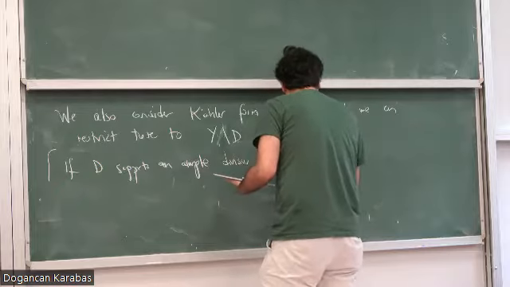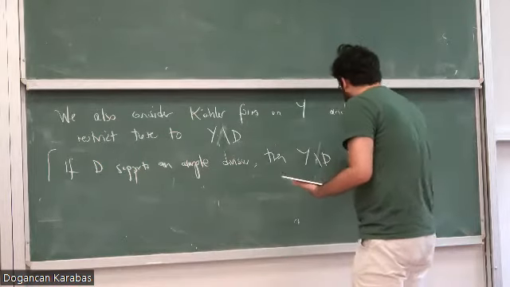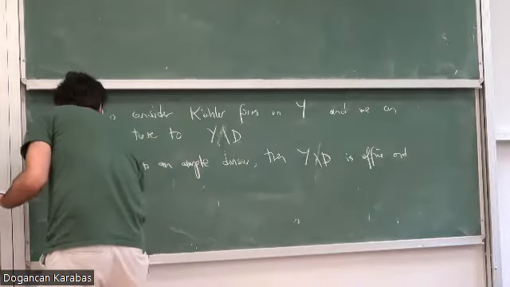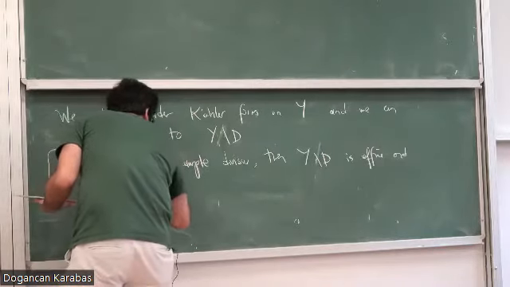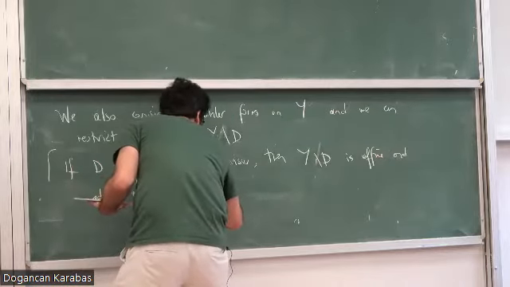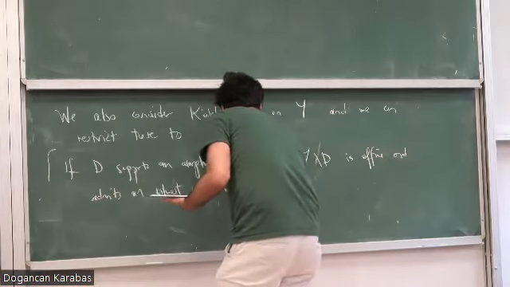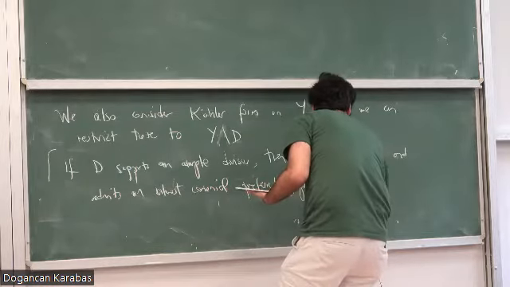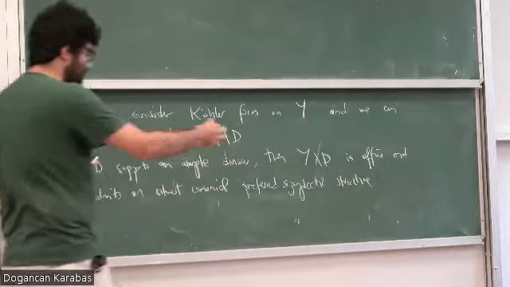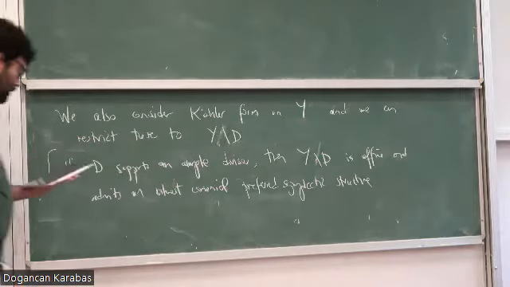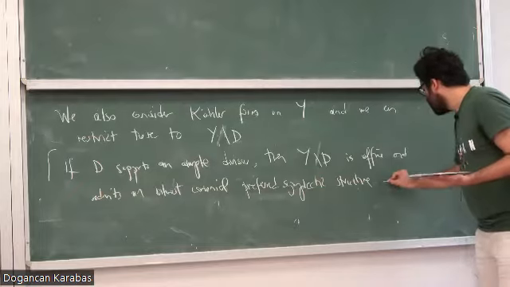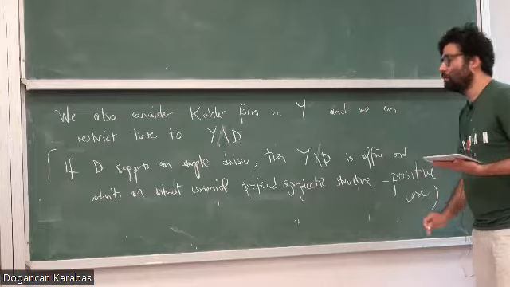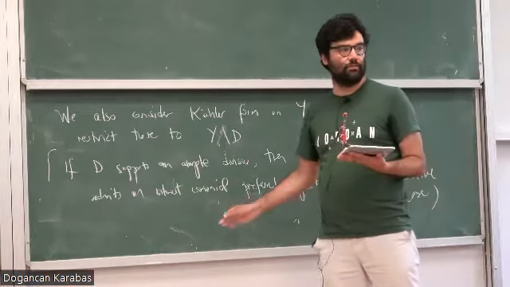then Y minus D is affine and admits an almost canonical, as we discussed last time, preferred symplectic structure. By almost canonical, I mean that it's unique up to symplectomorphism. Okay, and from yesterday's talk, this is what was called the positive case. Okay, so this is the opposite of the negative case, which was relevant to the Looijenga conjecture.